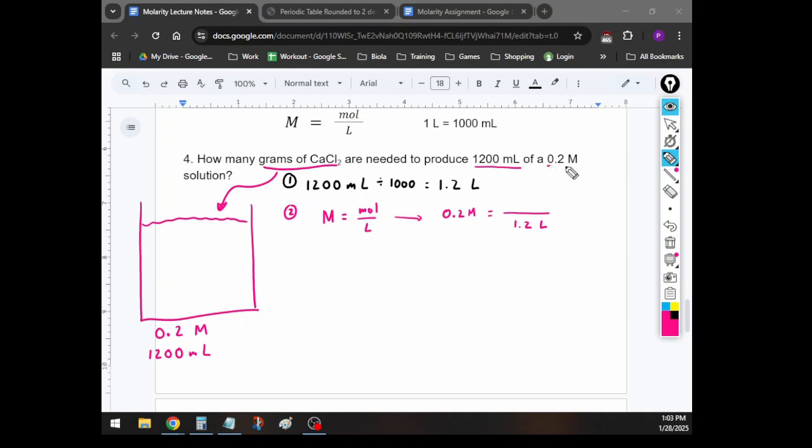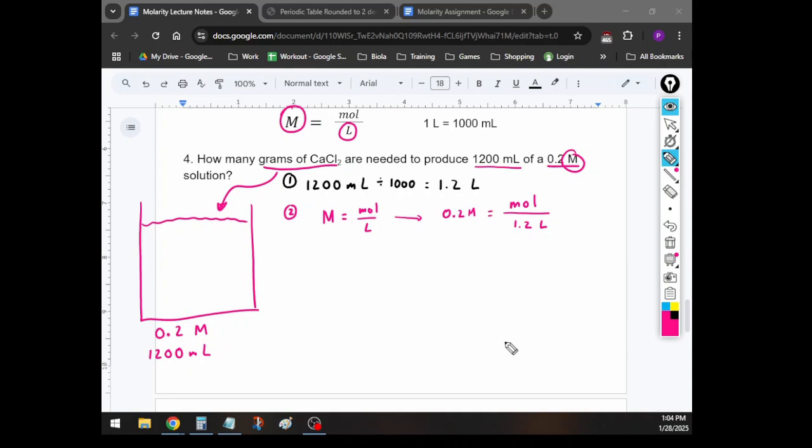So we got 0.2 molarity, right? Capital M. So we plug it in here. We have 1,200 milliliters. So that's 1.2 liters. That means the number that we don't have is moles, right? So in this step, we are going to be looking for moles.